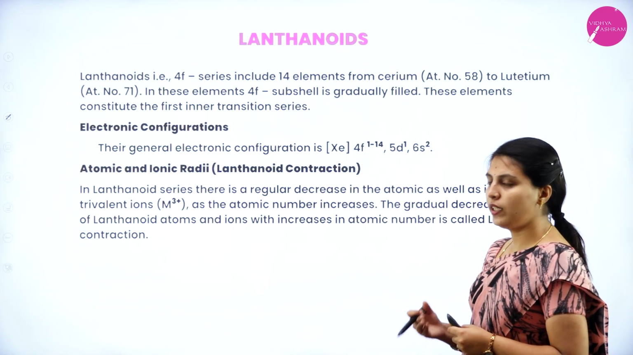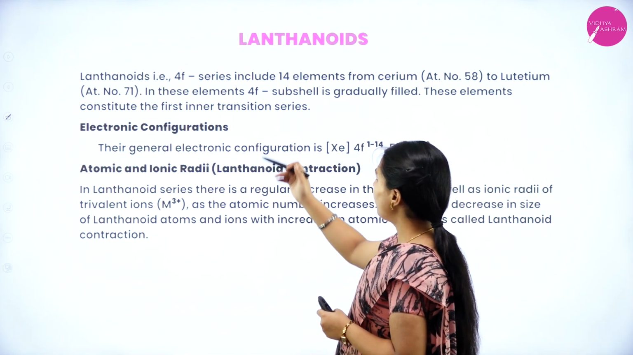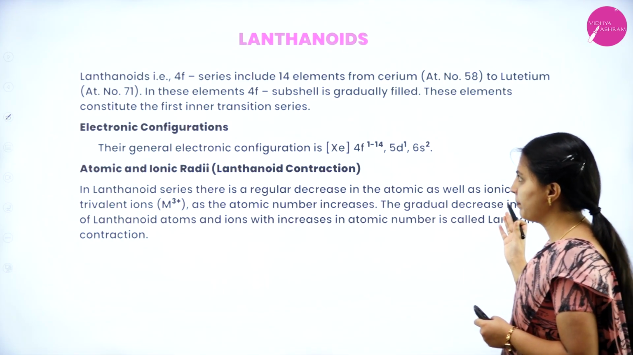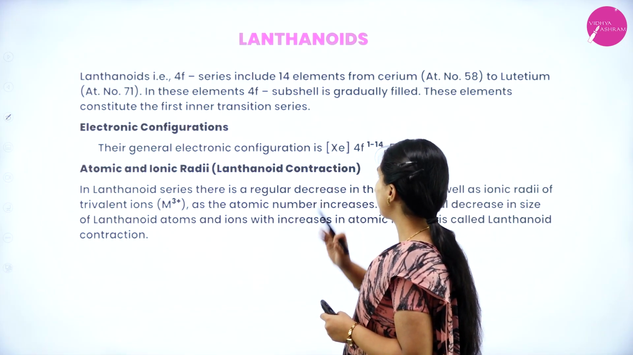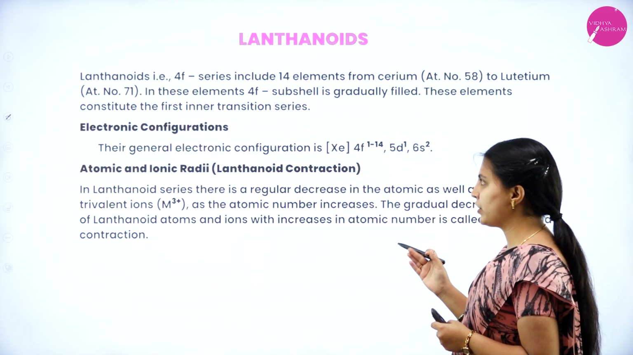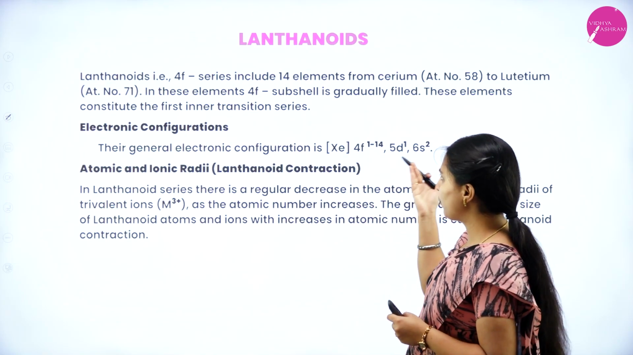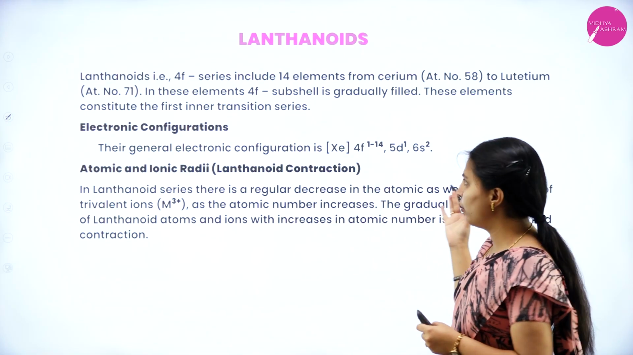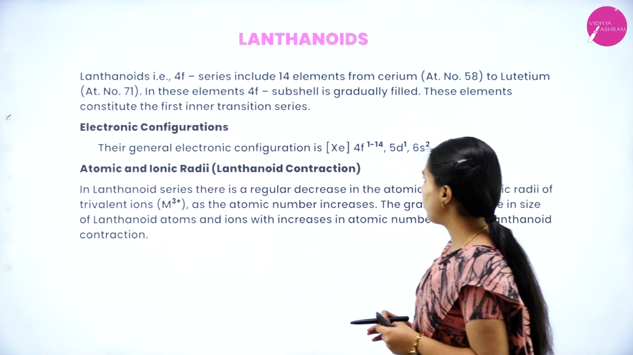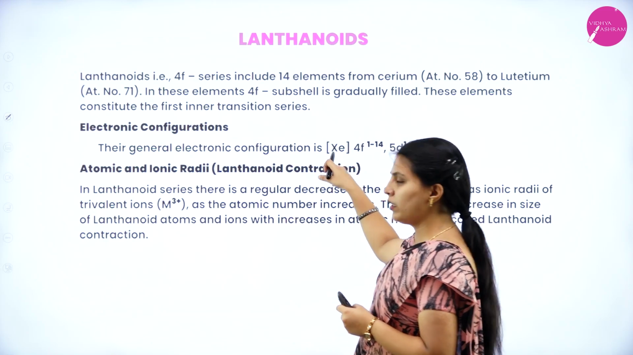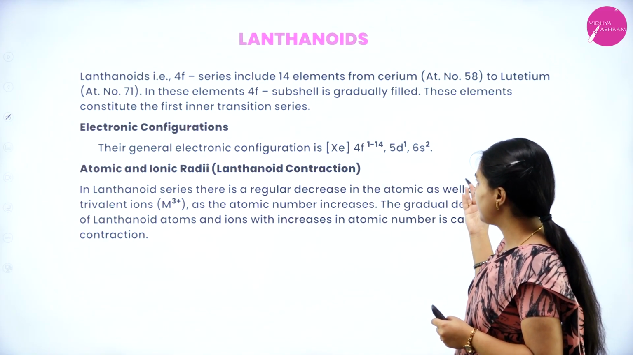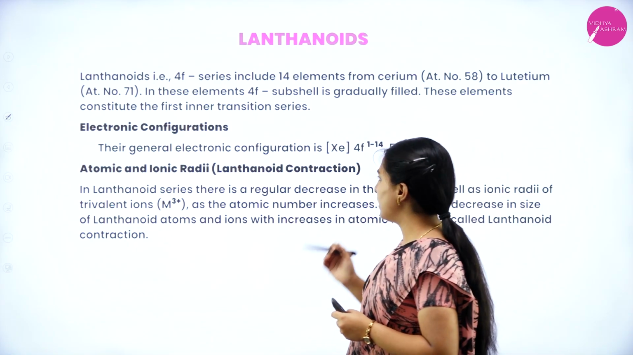First, we will discuss lanthanoids. The 4f series includes 14 elements from cerium to lutetium. In these elements, the 4f subshell is gradually filled. These elements constitute the first inner transition series. Lanthanoids start from lanthanum, then cerium to lutetium. Their atomic numbers are 58 to 71. Electronic configuration: [Xe] 4f1-14 5d0-1 6s2.